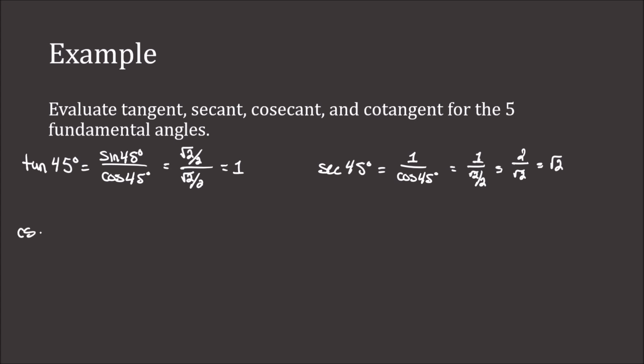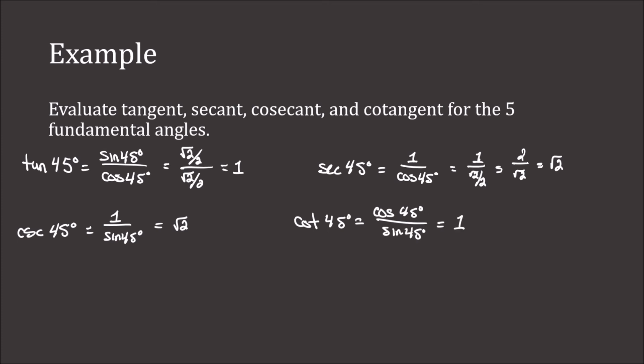The cosecant of 45 degrees was 1 over the sine of 45, but the sine of 45 and the cosine are the same, so this is also root 2. And finally, the cotangent of 45 degrees is cosine of 45 divided by sine of 45. Right, well, that's just going to be 1.